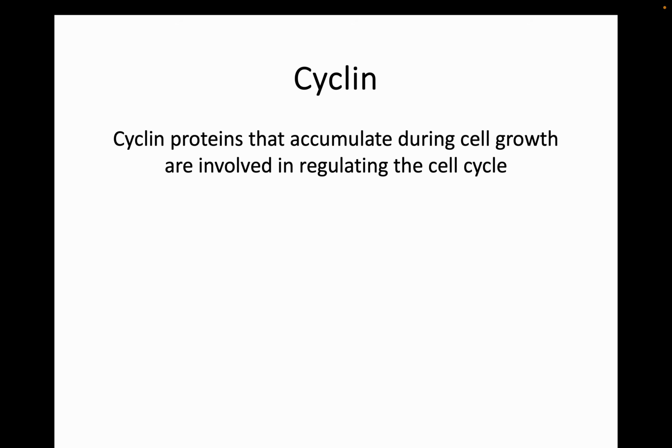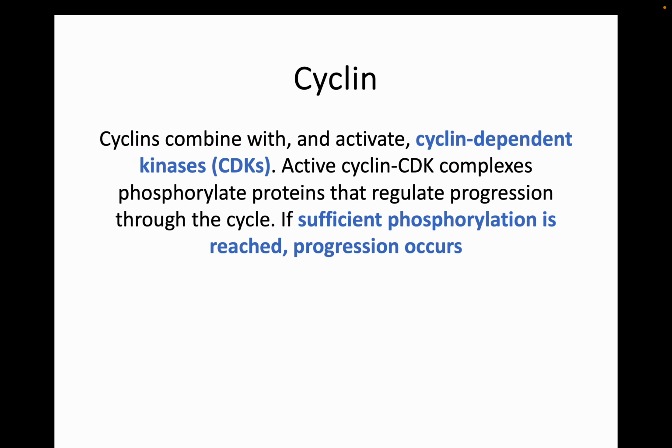So, first of all, when we look at how these checkpoints actually work, we have new proteins we're going to talk about called cyclin proteins. Now, during cell growth and within the cell cycle, there are a bunch of cyclin proteins, and their key role is to actually regulate this cell cycle. Now, cyclins are going to be combining with something called a cyclin-dependent kinase. So they're going to activate what we call CDKs, and these CDKs are going to be really crucial to allowing the cell cycle to progress.